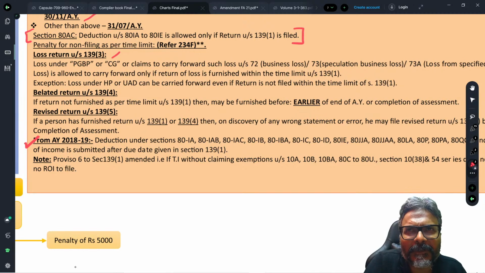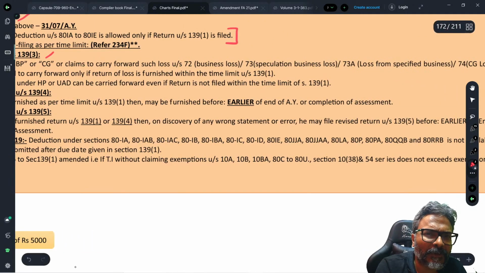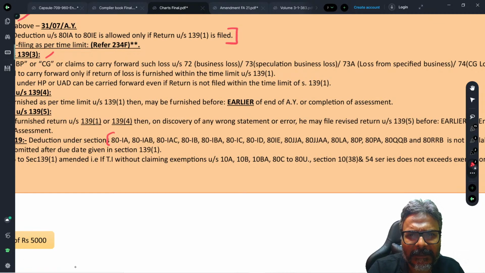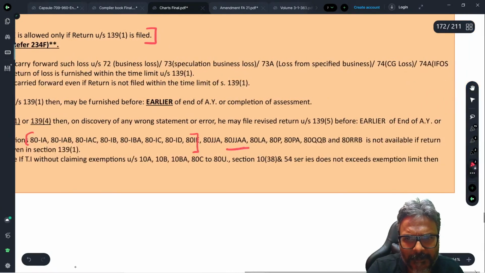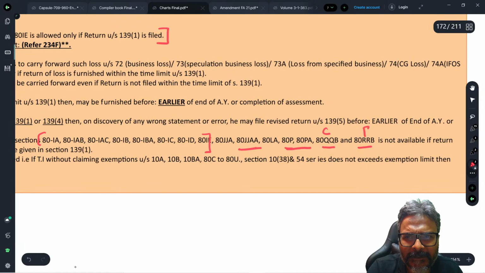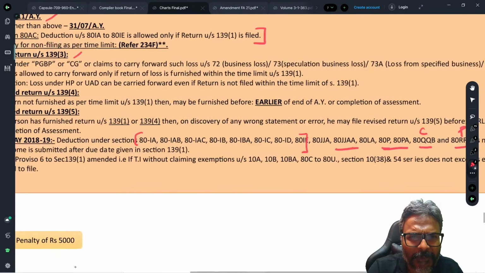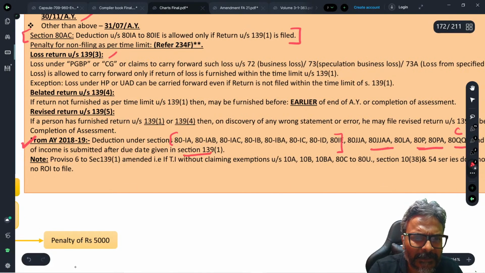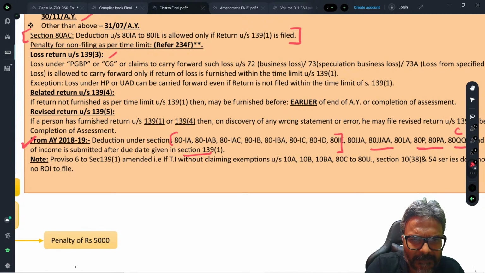So students, in this particular case, the entire series of the profit linked deduction would get lost. Also, just keep in mind, this is all about the profit linked deduction. Apart from that, students, this 80JJAA is also an important section. Cooperative Society, 80P, 80PA, the royalty and patent, this is the copyright royalty and this is the patent royalty. So these royalties also will not be available at all if you haven't filed the return of income within the due date of section 139(1). Is that clear to all of you?